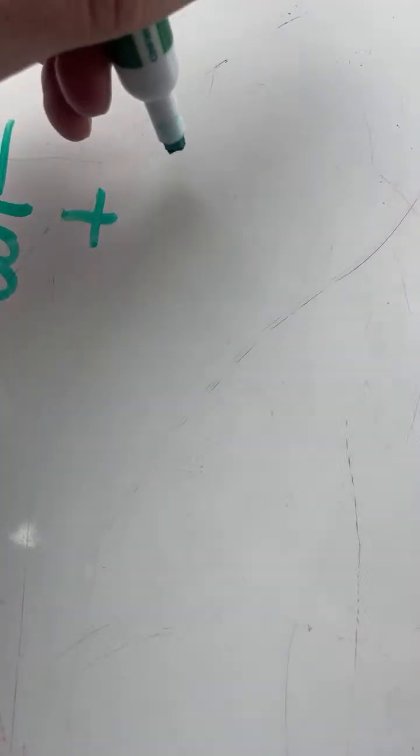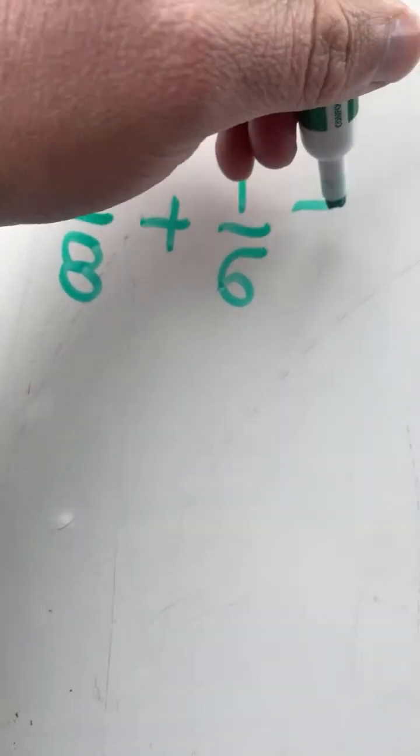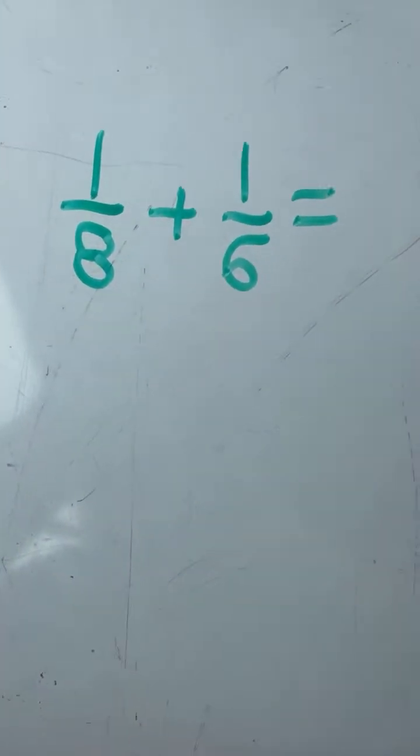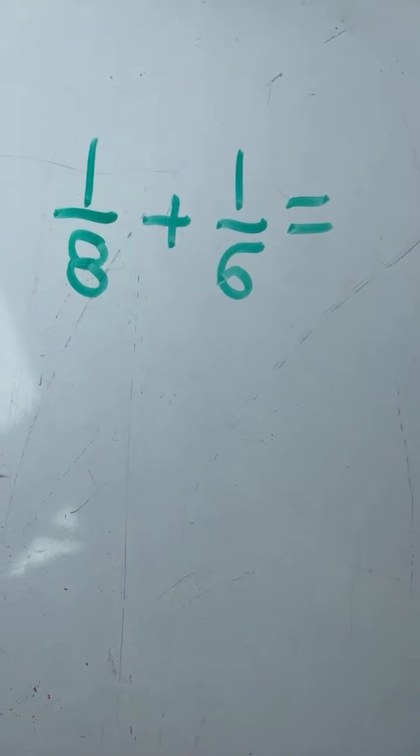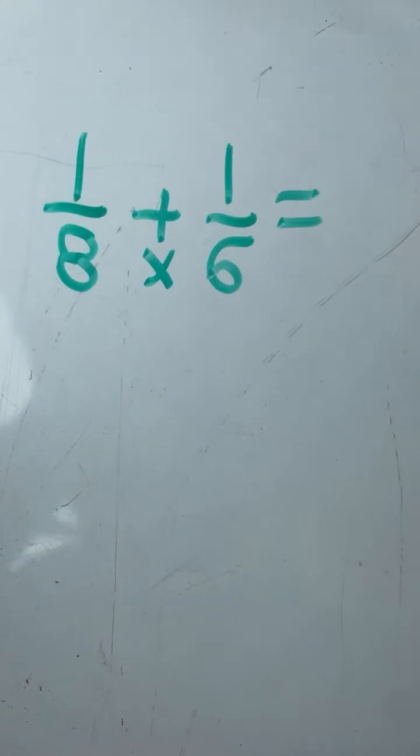Next, we'll do 1/8 plus 1/6. 1/8 plus 1/6. So step 1, we multiply our two separate denominators to get a common denominator. 8 times 6 equals 48. So 48 is our common denominator.